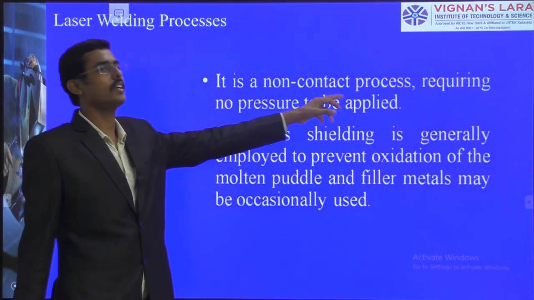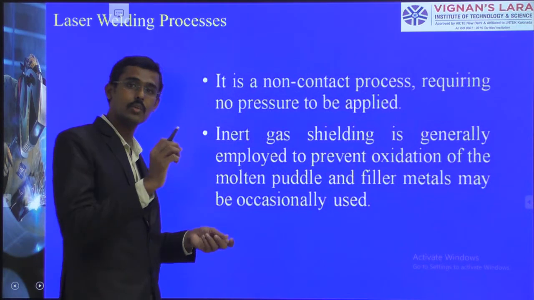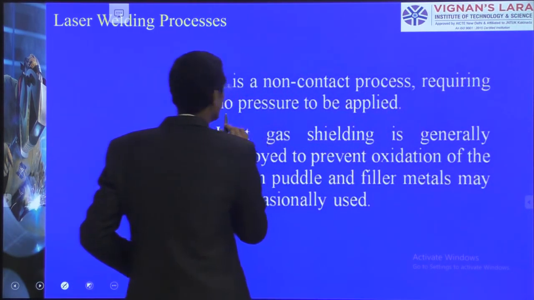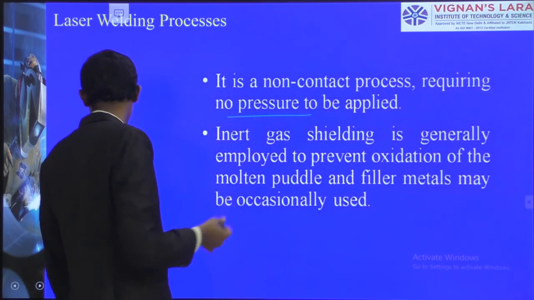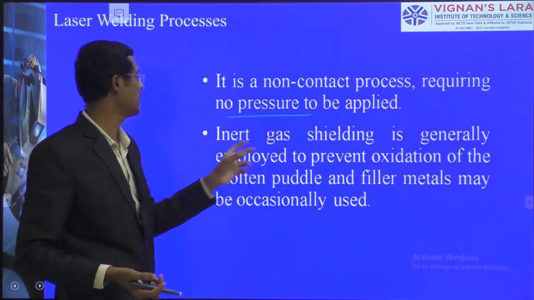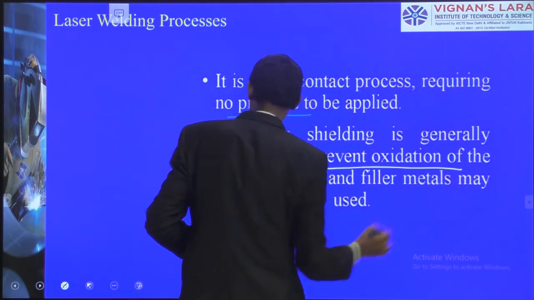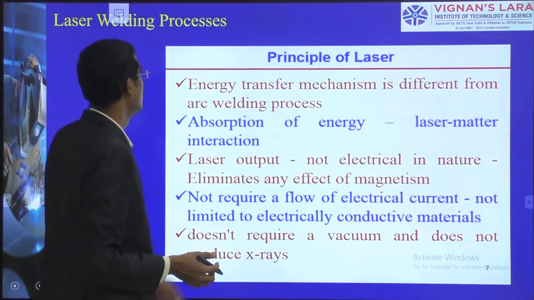It is a non-contact process. We are not going to touch anything with the laser. It is going to vaporize or heat, requiring no pressure to be developed. Pressure is not applied, it is a no-contact method, only direct laser heating. Inert gas shielding is generally employed to prevent oxidation of the molten puddle and the filler material.